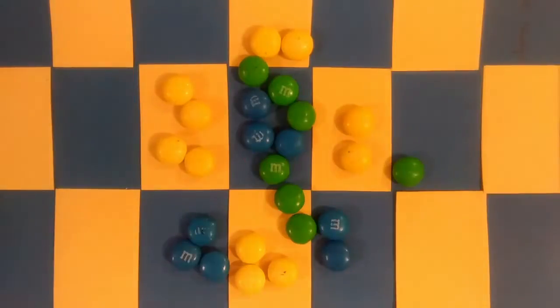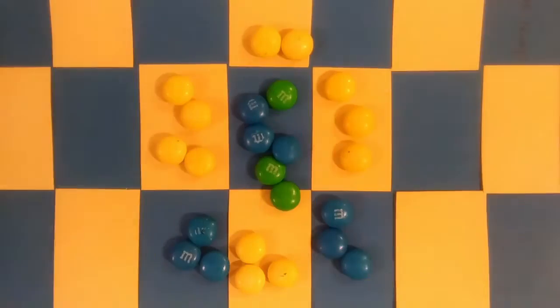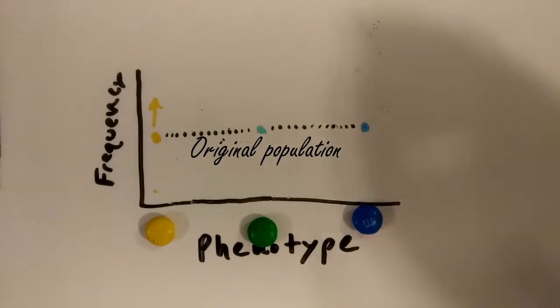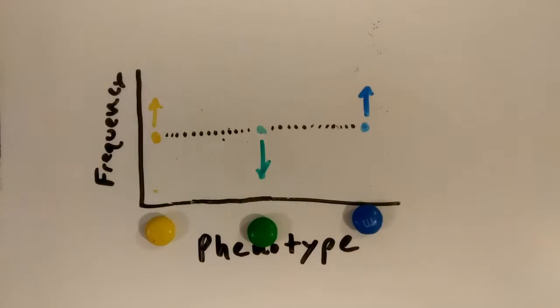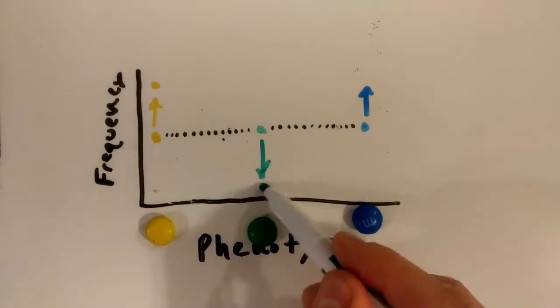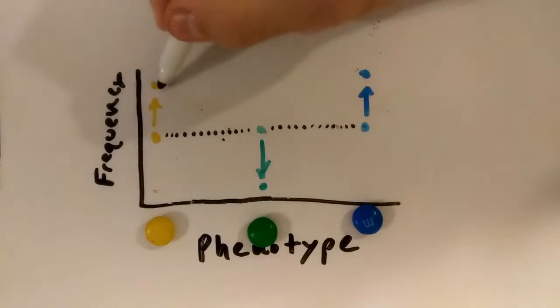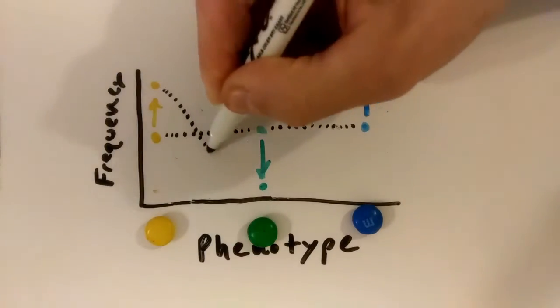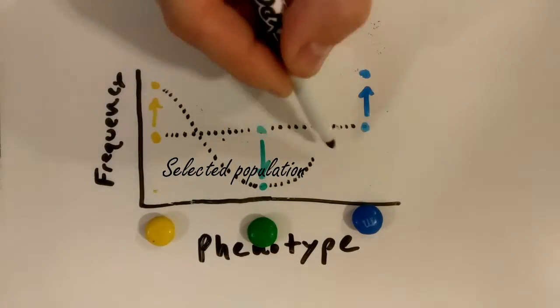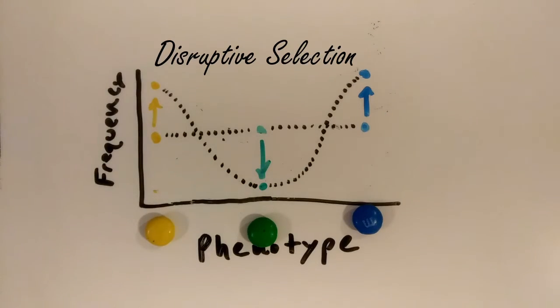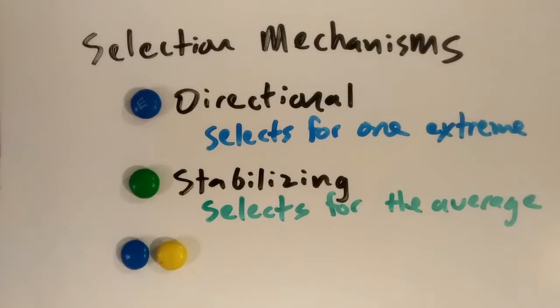So ultimately what we observe is a decrease in the number of green squirrels and an increase in our extremes. So if we graph this in the same way that we have before, we see a decrease in the average and an increase in our yellow and blue phenotypes. And so we end up with this sort of valley-shaped selected population. And we call this disruptive selection.